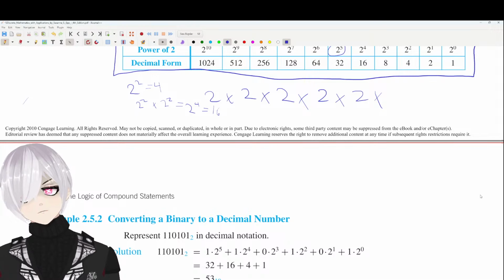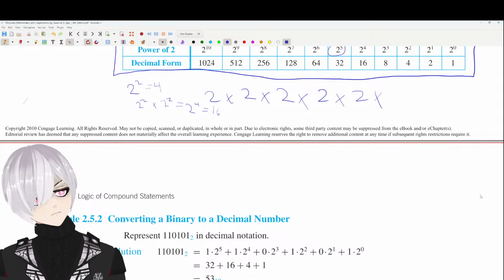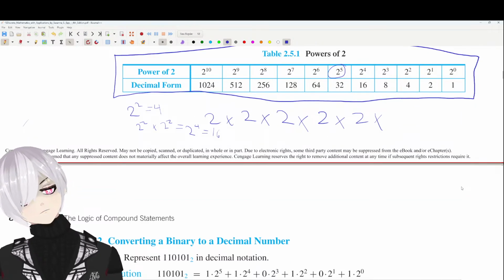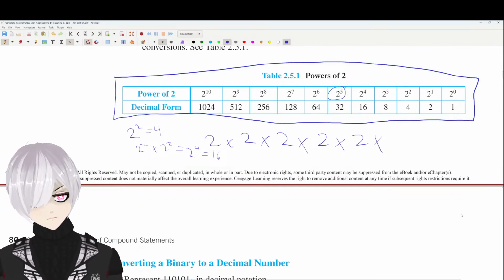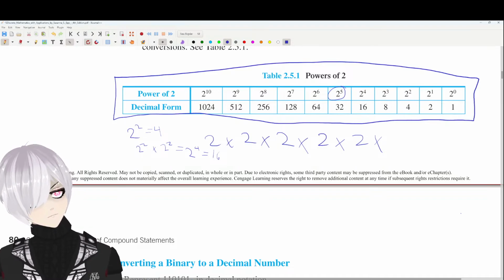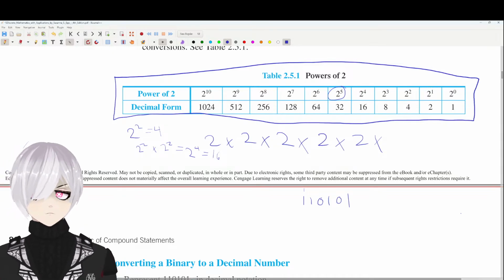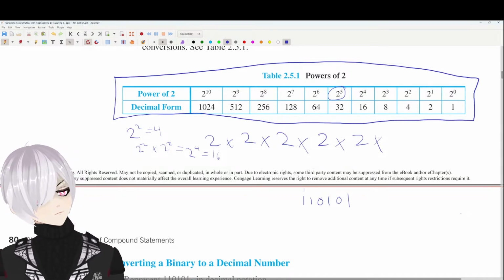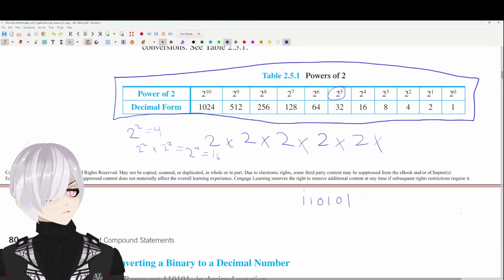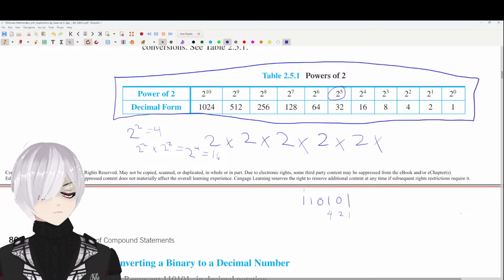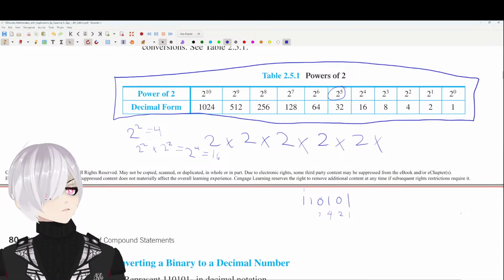Represent 110101 in decimal notation. Okay, well, the subscript 2 indicates it's in binary, so the one on the far right is going to be the ones place, and then we'll have the twos place to the left of that, and then to the left of that we'll have the two squareds place, so the fours place, and then to the left of that the eights place, then the 16s place, and then the 32 place.